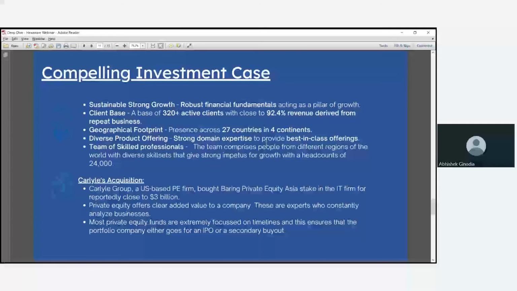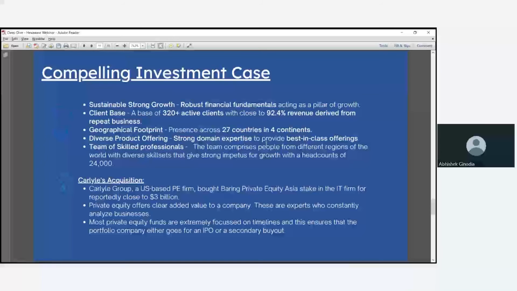Globally, it is fairly diversified. It is present in 27 countries and 4 continents. Offering wise, we are very happy with the kind of segments it is into. Automation, cloud transformation, and digitization happen to be 3 of our favorite segments for IT companies to foray into. And lastly, in terms of team, it has more than 24,000 employees, present across the globe and able to drum up business for the company.